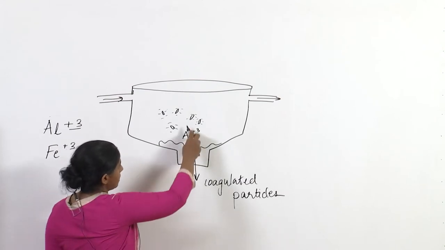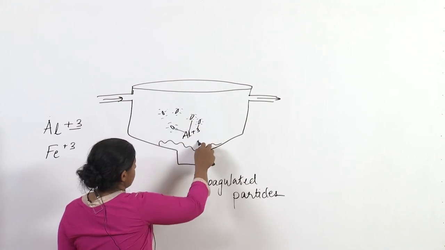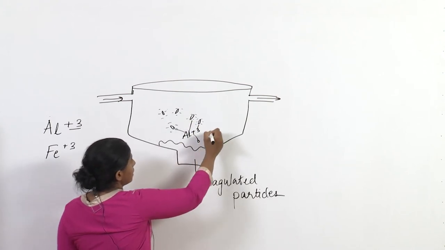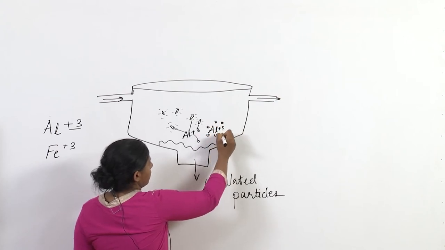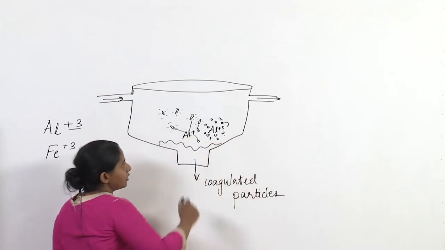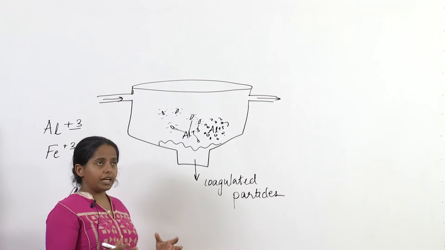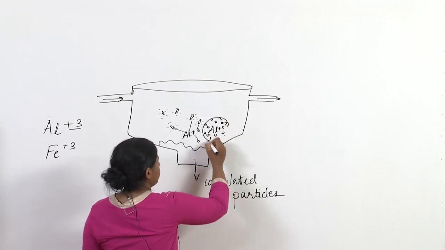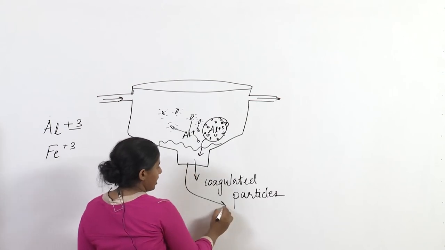So when Al+3 comes here, it neutralizes these charges, attracts these particles to it, and what we see is a flock that forms with these particles aggregated around aluminium. And as they get neutralized, they permit themselves to aggregate and form a big particle. So this is a big particle now, and this particle easily settles and then is removed as sludge.